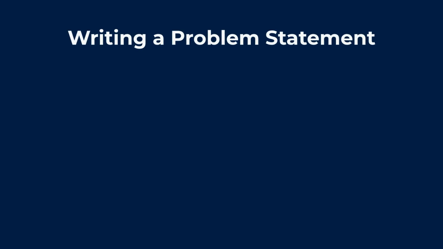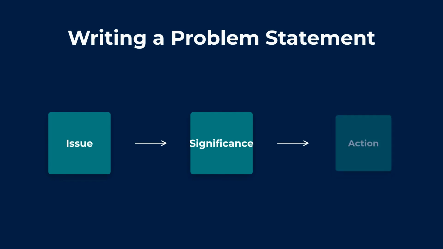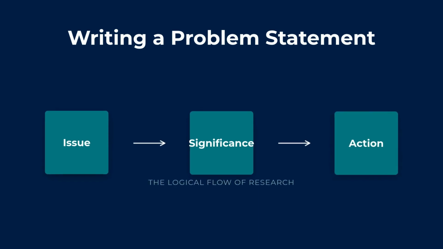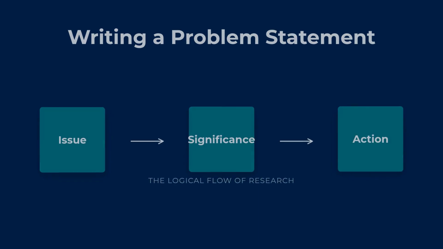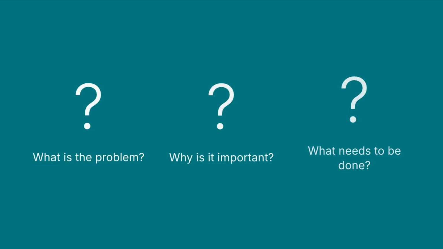Writing a problem statement for a thesis is about clearly identifying the issue you want to study, explaining why it matters, and outlining what needs to be done to address it. Think of it as answering three key questions. What is the problem? Why is it important? And what needs to be done? Here's how you can do it with simple examples.